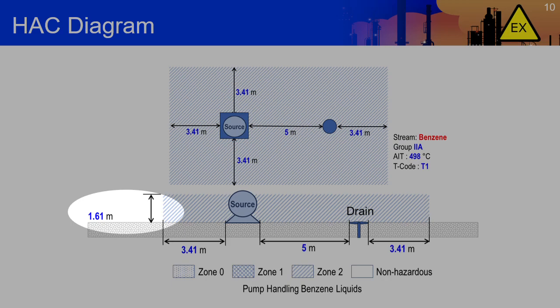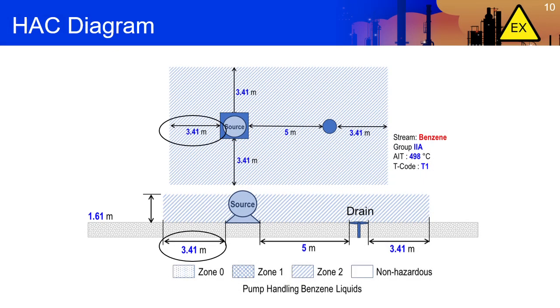A vertical extent of 1.61 meters, with a horizontal extent of 3.41 meters, is applied from the source of release. Note that the classification also considers the distance from source of release to the drain, where an additional 3.41 meters is added beyond the drain to account for the flow direction of a release.